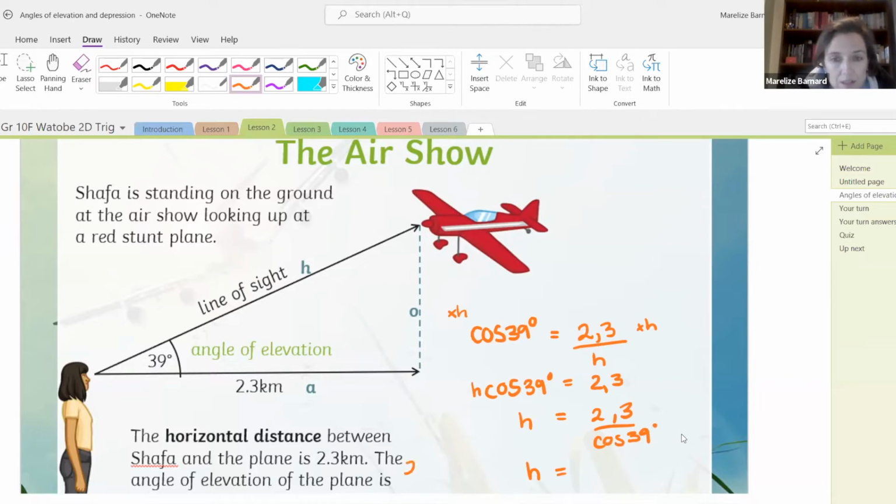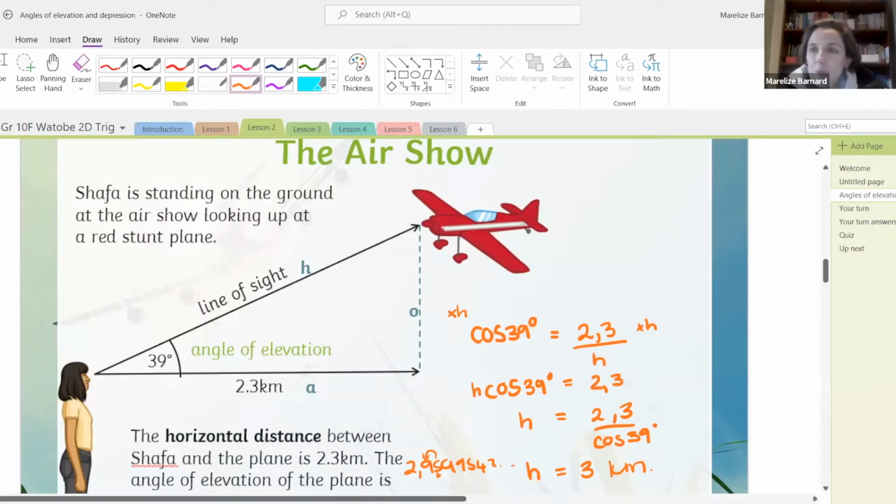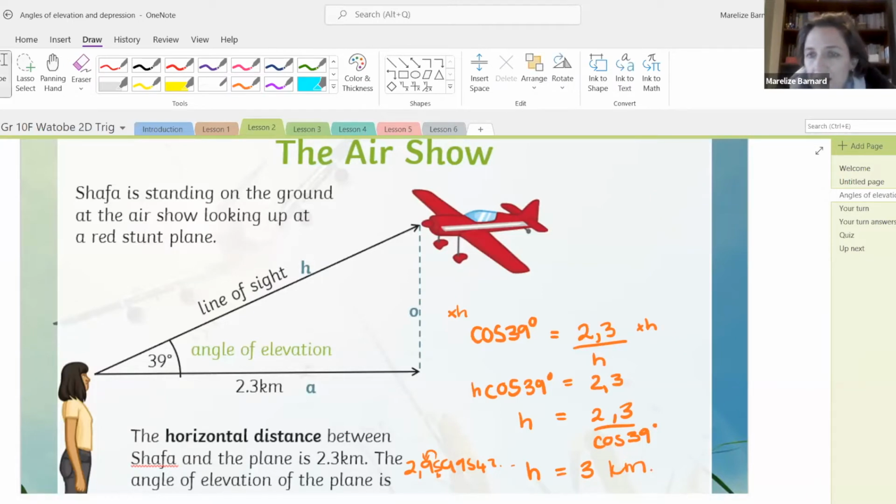So my answer that I get is 29.59547, lots of decimal places. So this is a 5. That means it's going to push the 9 up, which in turn is going to push the 2 up to a 3. There we go. Okay. Please put a thumbs up in the chat if that's what you got, if you got it right.